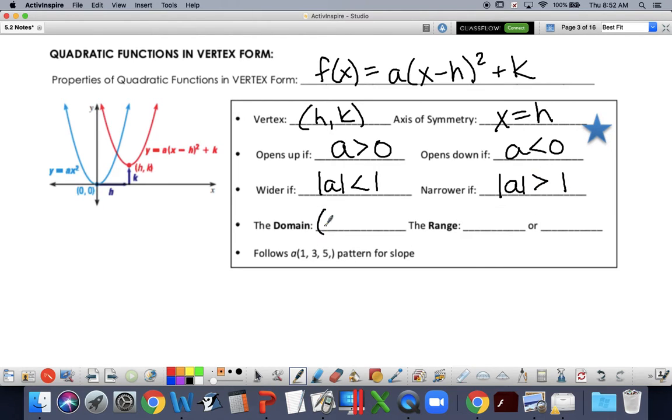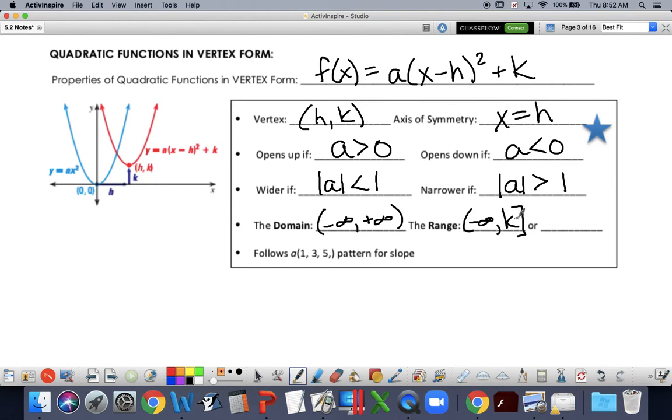My domain, like all parabolas, is negative infinity to positive infinity. And then my range is going to either go from negative infinity up to, and I'm going to use this k value here because it is part of our vertex.